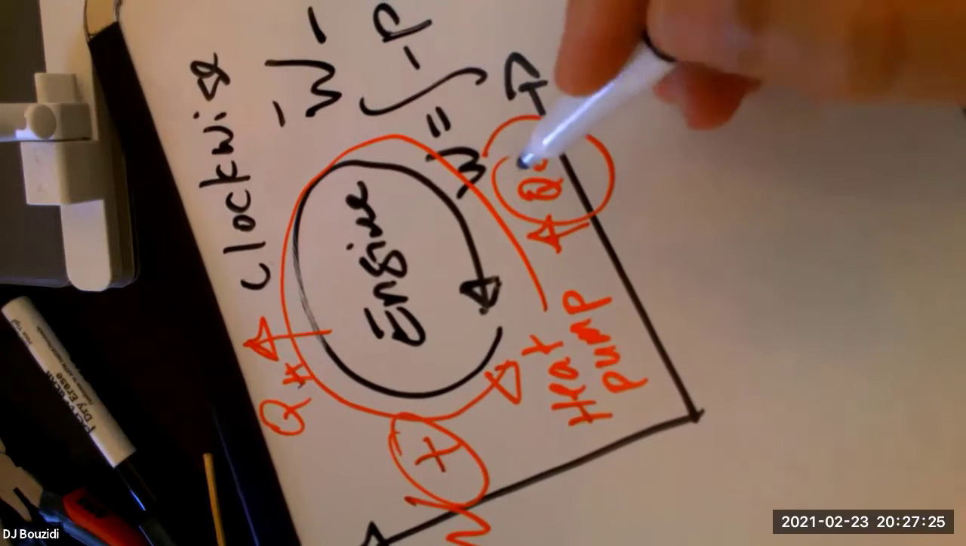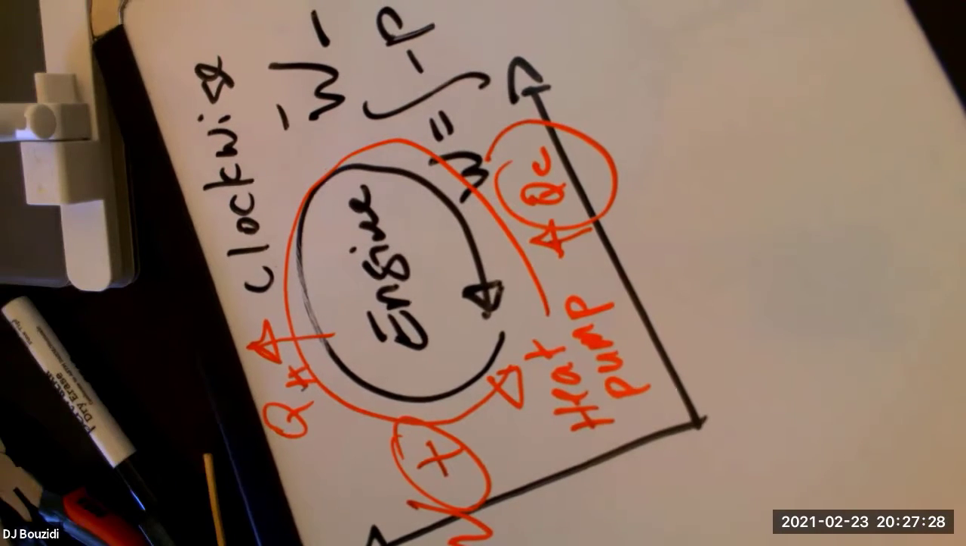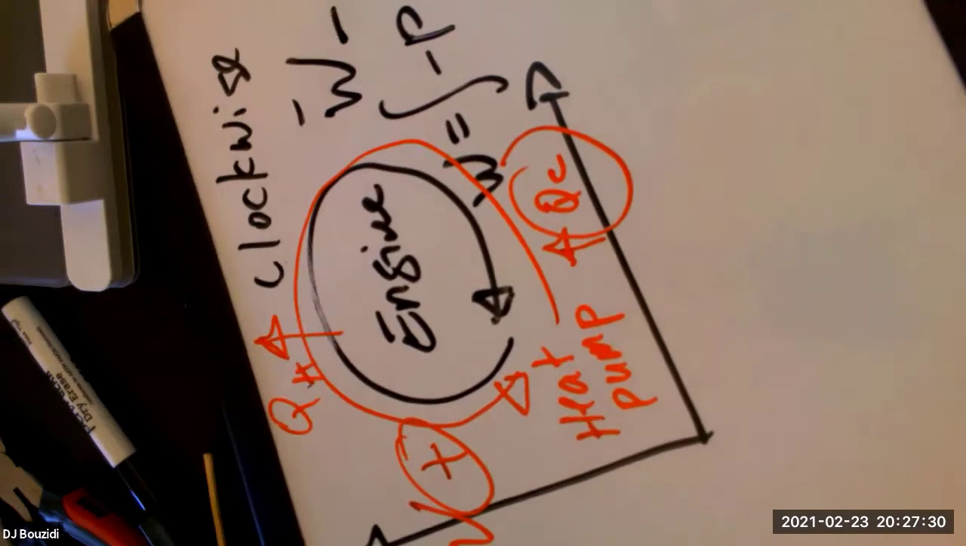How good you're extracting from this one usually is more than 1, whereas the efficiency of an engine is less than 1.